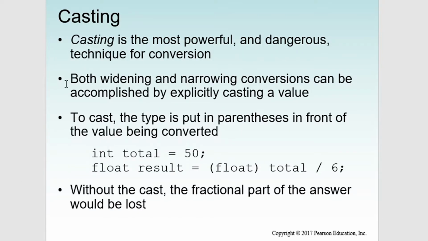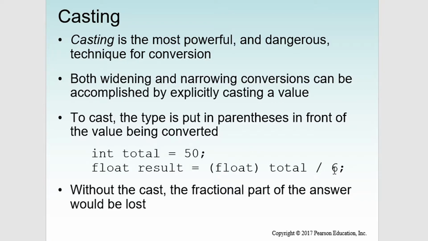Casting is the most powerful and dangerous technique for conversion. Both widening and narrowing conversions can be accomplished by explicitly casting a value. To cast, the type is put in parentheses in front of the value being converted. So here's an example. Int total is 50, and then you have a float result. You're casting total to a float and then dividing it by 6 so that this operation can be treated as a float and it won't lose any resolution.